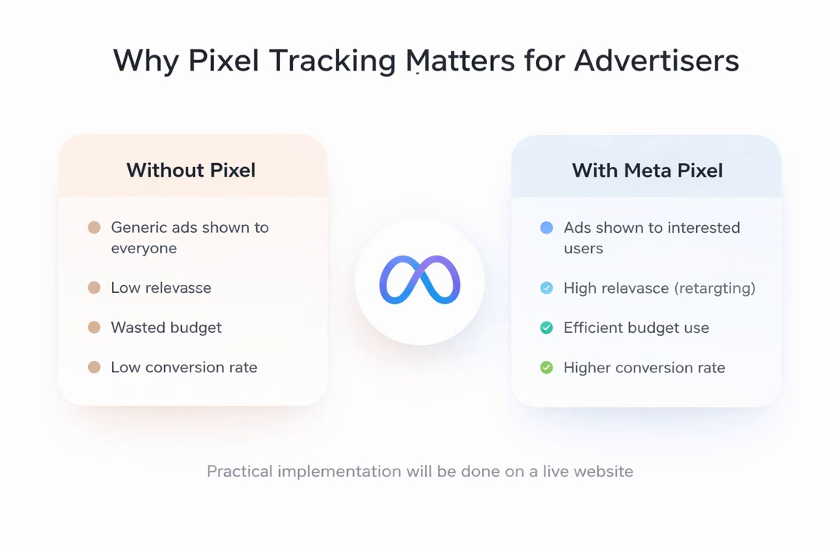Why does this matter for you as an advertiser? Without the pixel, you're essentially showing ads to everyone and hoping someone is interested. With the metapixel, you're targeting people who have already shown real interest in your product. They visited your page, they looked at your product, they just didn't pull the trigger. That's a warm audience, and converting warm audiences is far more efficient than cold targeting. This is why pixel setup is such a critical skill, and the instructor emphasizes that this will be done practically on a live website, not just theory.